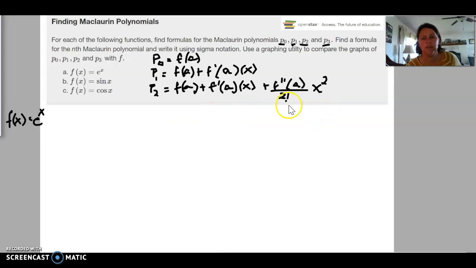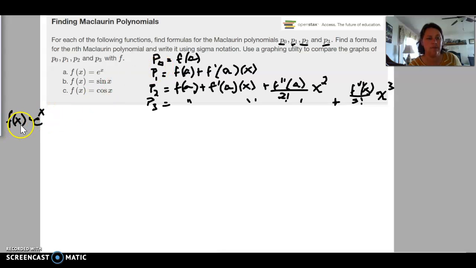And then p sub 3 is going to be all of that plus, I'm going to run out of room there, so I'm just going to add the last one on here. So it's going to be all of this plus the third derivative of f of x over 3 factorial times x cubed.